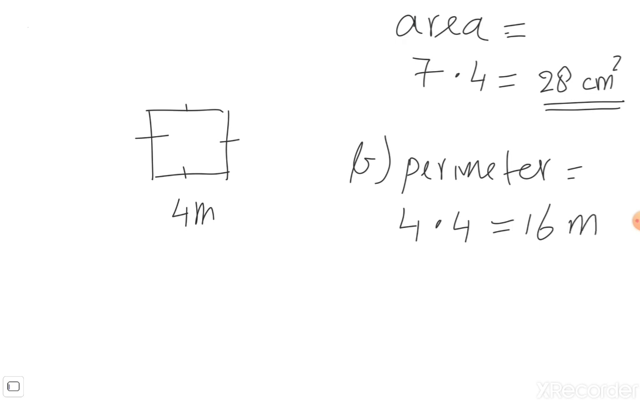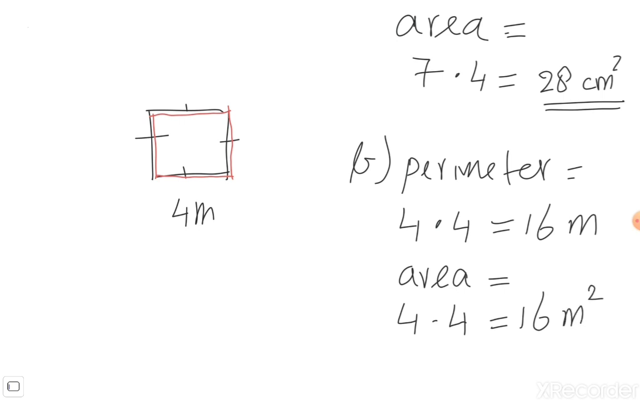16 meters. Why 4 times 4? Because this is 4, this is 4, this is 4, and that's 4. So 4 times 4. But if I look at the area, we need to do length times the width. And the length is 4, and the width is even 4. Which means that the answer is also 16, but right now it is square meters. So there it was meters, because we talk about the perimeter, and there it's square meters, because we're going to talk about an area.